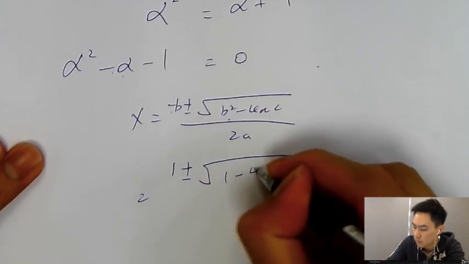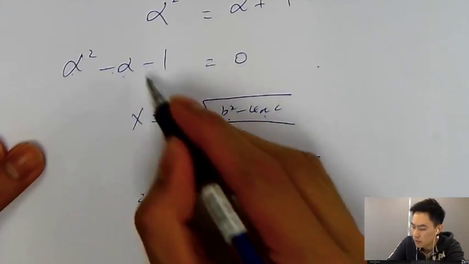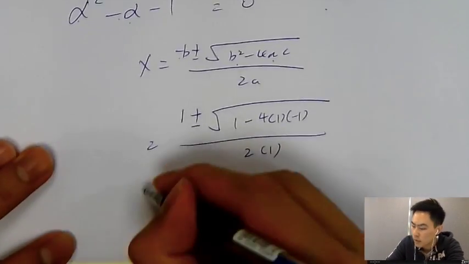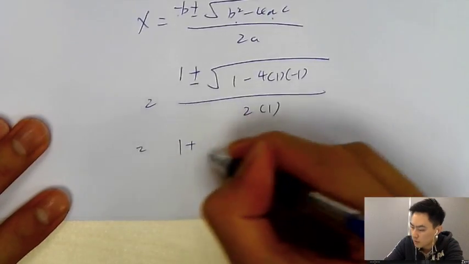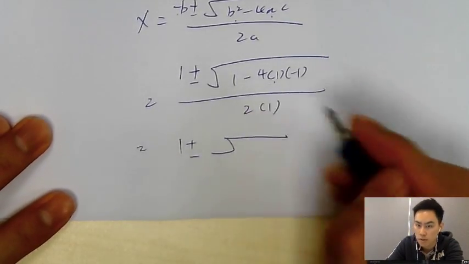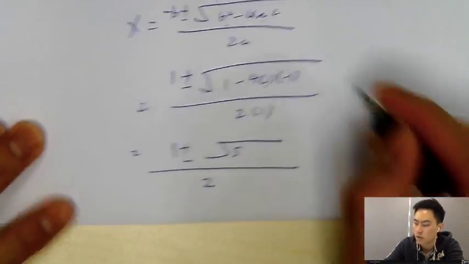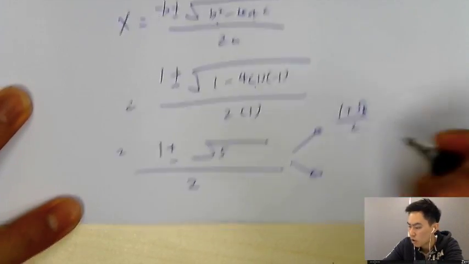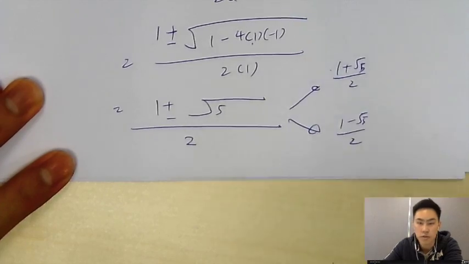plus or minus the square root of b squared, which is just 1 squared, minus 4 times a times c, which is 1 times minus 1, over 2a, where a is 1. Finally, you have 1 plus or minus the square root of 4 plus 1, which is 5, over 2. So we have two values: one is 1 plus root 5 over 2, or 1 minus root 5 over 2.